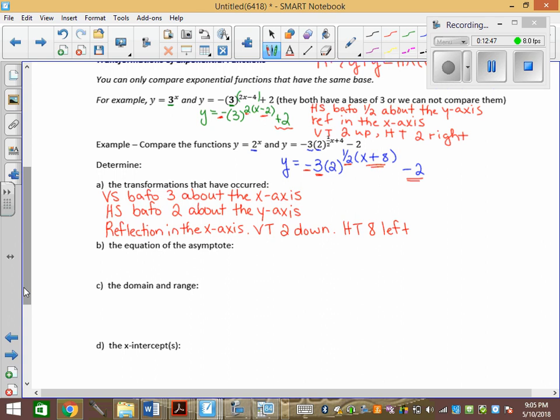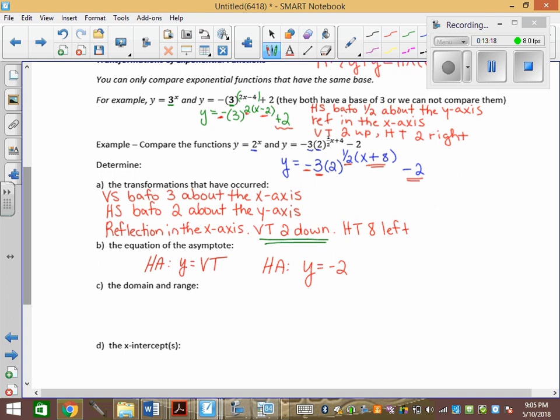Well, we discussed this already. The asymptote on an exponential function is a horizontal asymptote. It's at y equals 0 unless it's been transformed up or down. Well, what moves it up or down? The vertical translation. So for exponential functions, my horizontal asymptote is always y equals the vertical translation. Well, what is my vertical translation? 2 down. So my horizontal asymptote is going to be y equals negative 2.